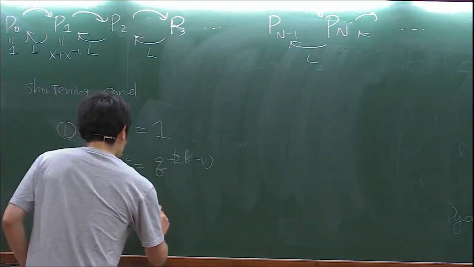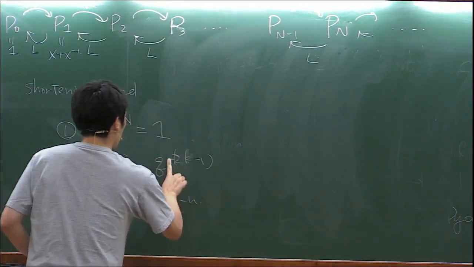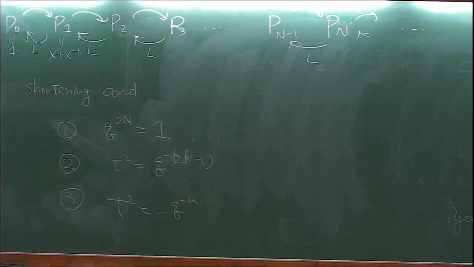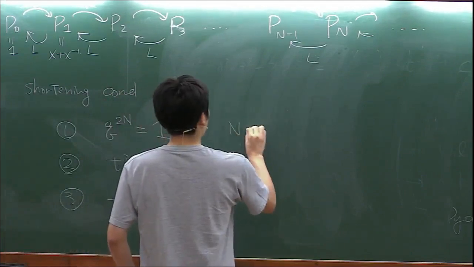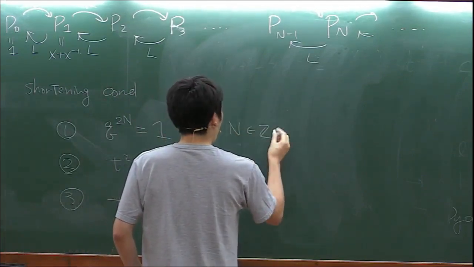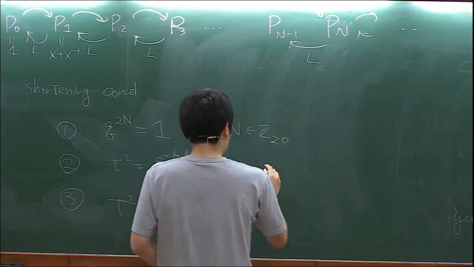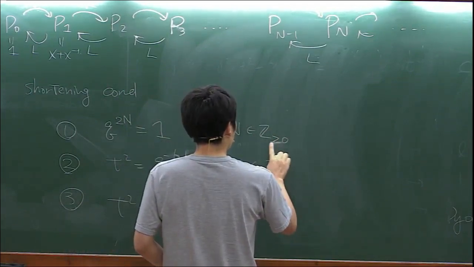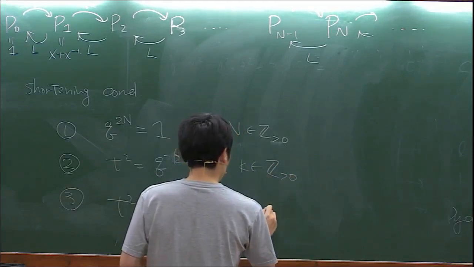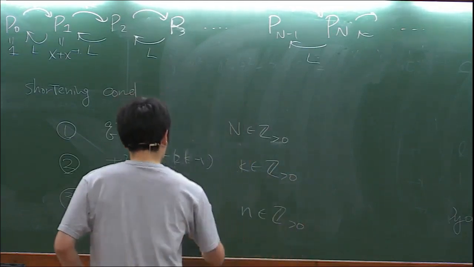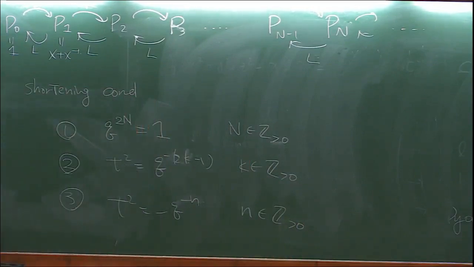And another condition is minus q to the n, minus n. Of course capital N is an integer. K is a positive integer, and N is a positive integer. That's a condition. So conditions 2 and 3 will give you the vanishing condition, the shortening condition, when this second factor vanishes, avoiding the denominator vanishing.